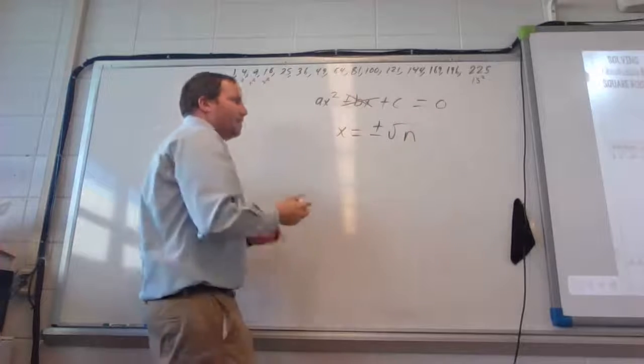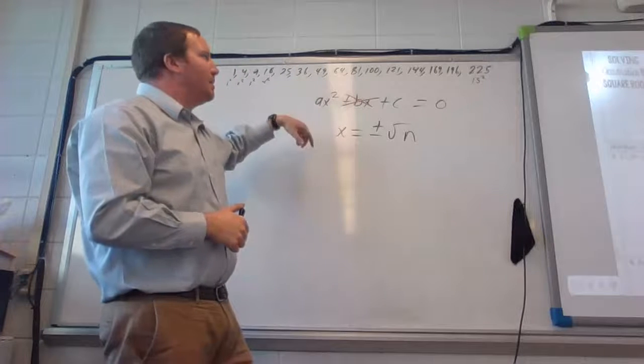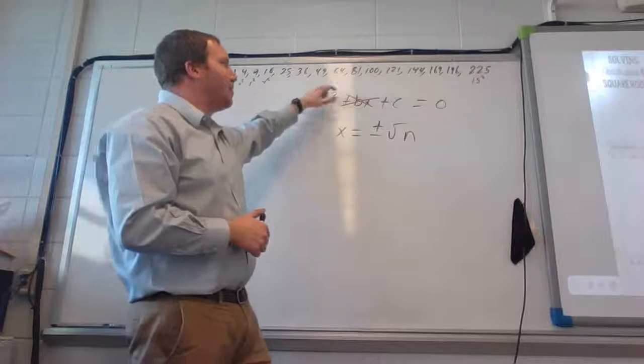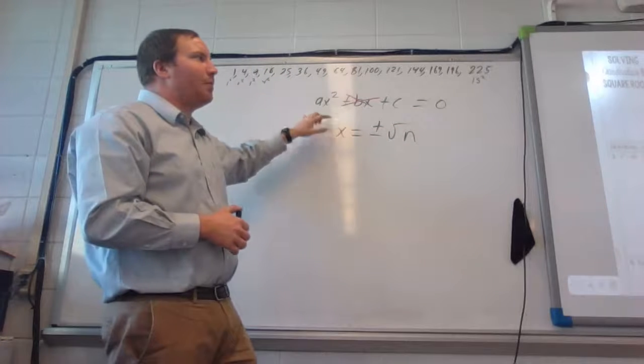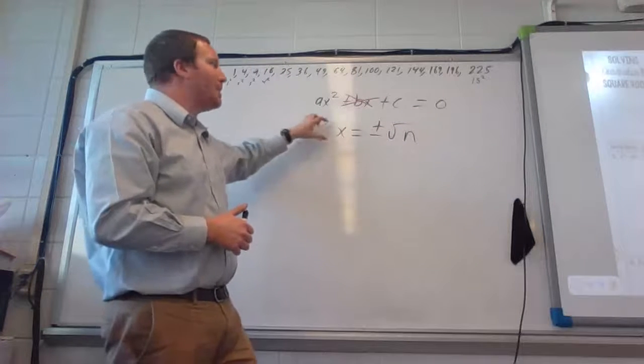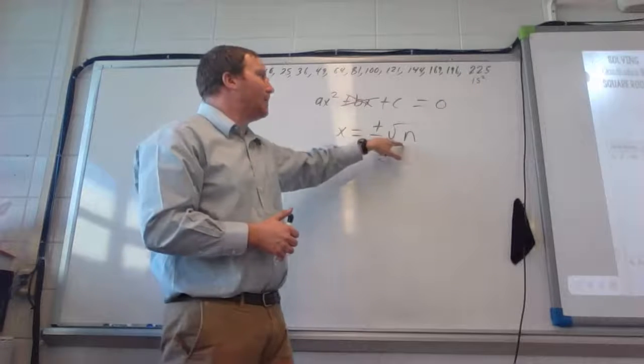And when we do that, we're going to get x equals a plus or minus square root of it. So this is our first blank. You can just say ax squared plus c equals 0. And then whenever we solve for it, if x squared equals n, and we solve for x, we're going to get plus or minus square root of n.